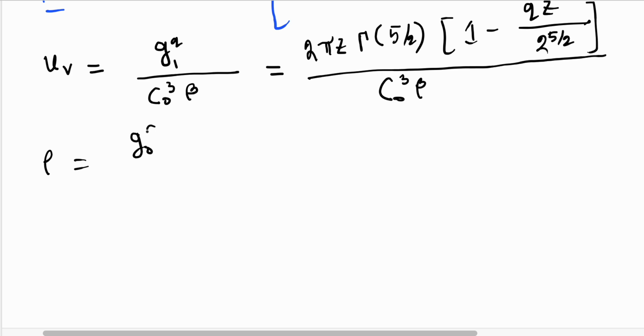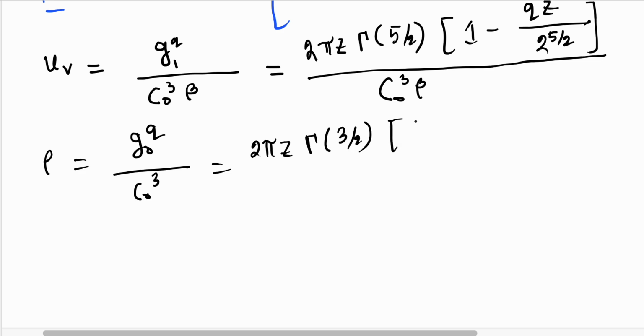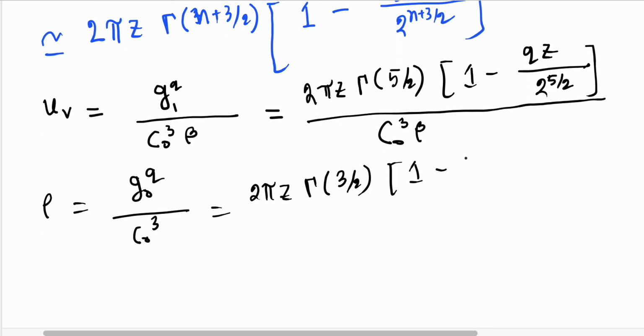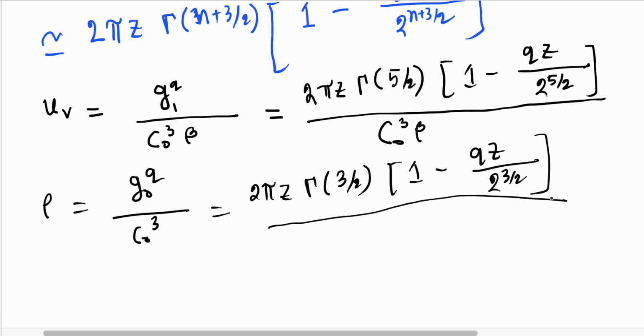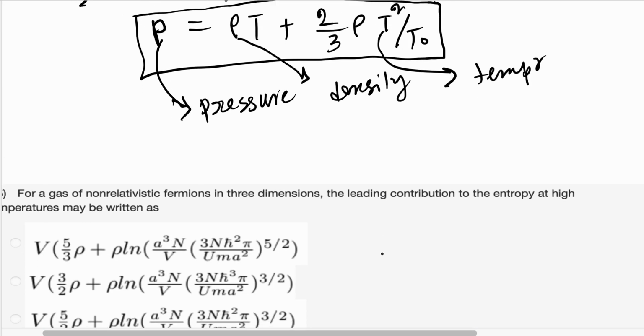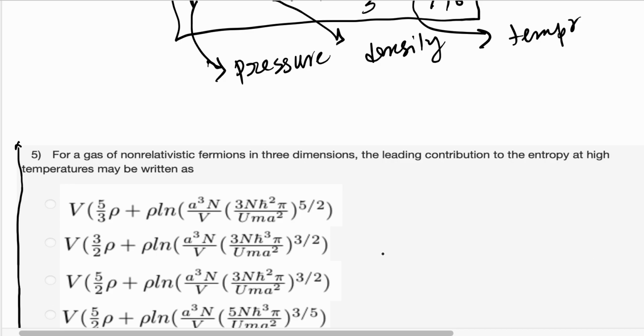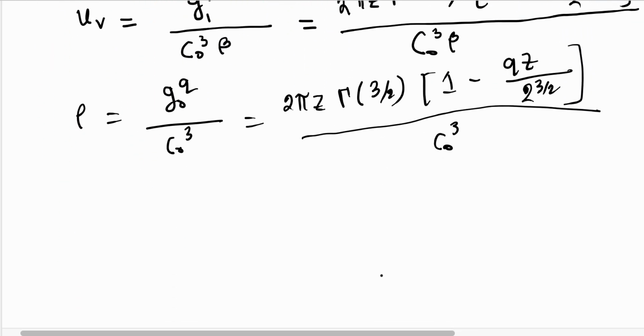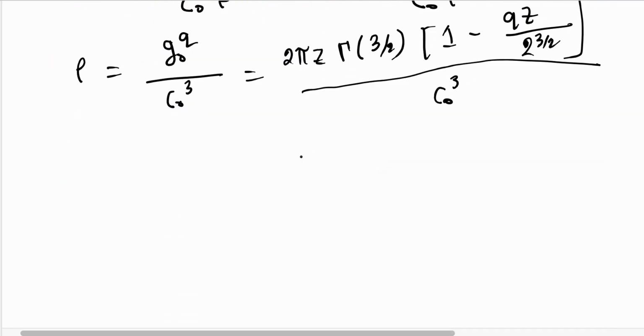And what is the value of rho? That will be z g0 by c0, so that is 2 pi z gamma 3 by 2, 1 minus qz by 2 to the power 3 by 2, pi, c0q. Now up to that we have it right. Now what is that? Entropy, right? So this is the thing we need. What we need is the entropy.